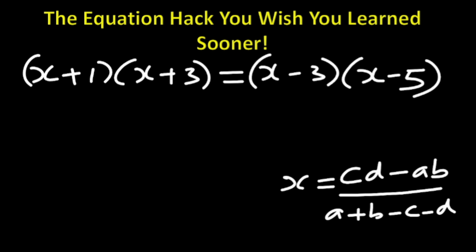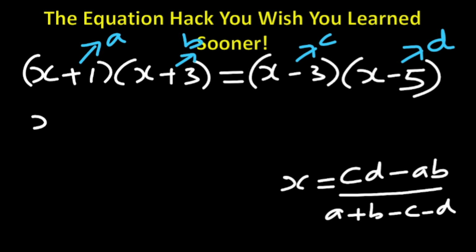Now what is the value of x? To find that, again we need to know the values of a, b, c, and d from this equation. So let's write down the values of a, b, c, and d. As you can see, a is 1, and then b is 3, c is negative 3, and then d is negative 5. Now let's plug in these values in the given equation.